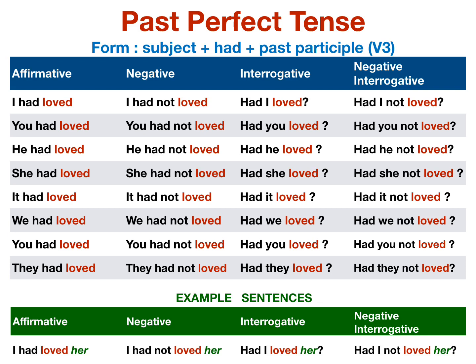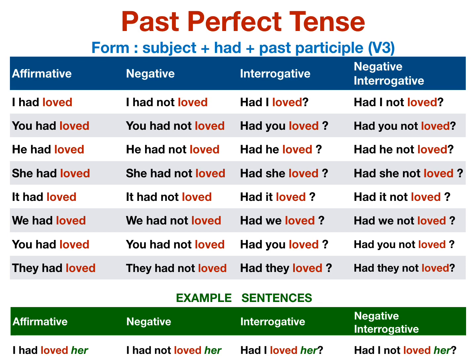He had loved. He had not loved. Had he loved? Had he not loved? She had loved. She had not loved. Had she loved? Had she not loved? It had loved. It had not loved. Had it loved? Had it not loved?